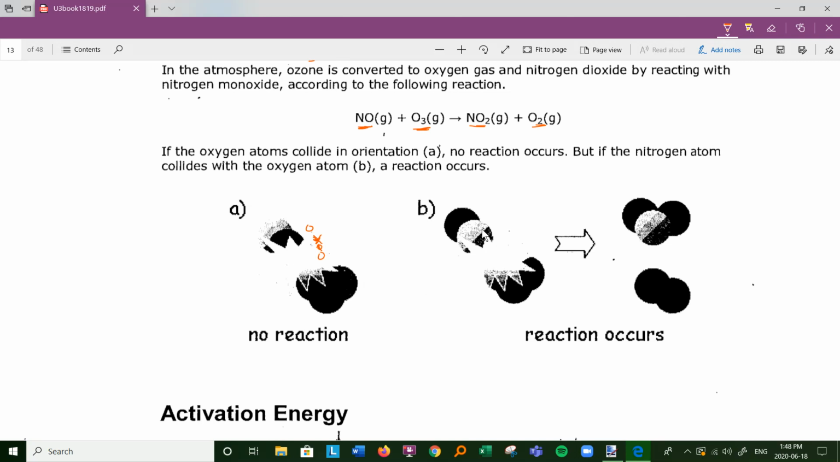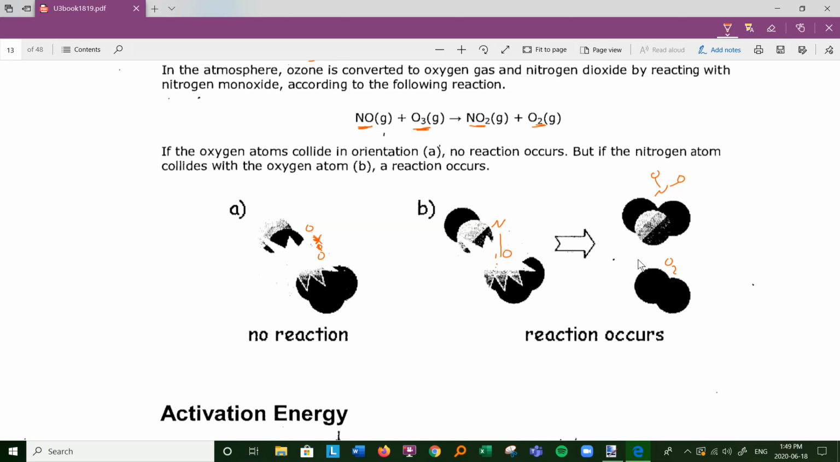Here I flip the molecule of NO, so the nitrogen end hits oxygen. Let's see what happens here. The oxygen goes to the nitrogen. This is the oxygen. It goes to the nitrogen, and so I get NO2, and I get an oxygen. It changed its angle, by the way, and I get an oxygen left over. So O2 left over.